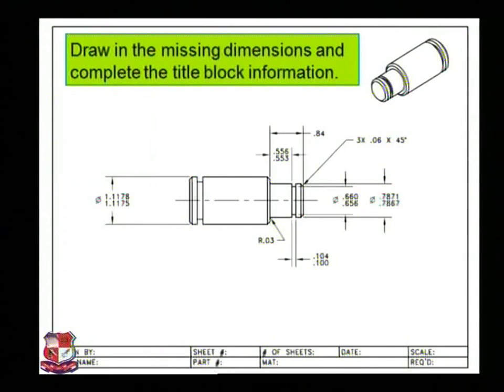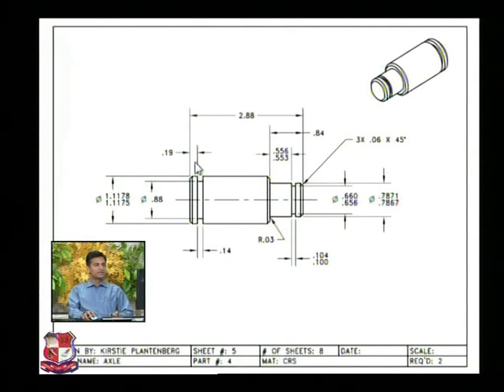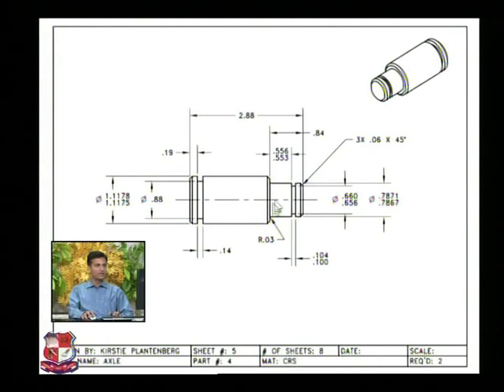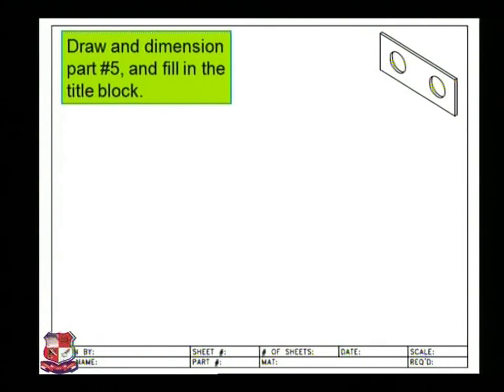One more example: draw the missing dimensions and complete the title block information. Here the missing dimensions are this one, you can see here. These dimensions are not there, this gap, this length, so we insert all these dimensions which are inserted over here, and it is redrawn. So that is the solution of that problem.